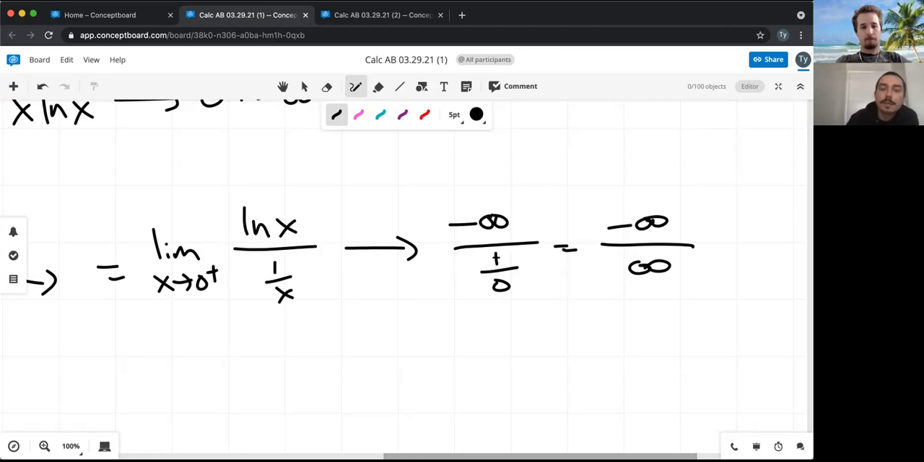Yeah, you can think about this like we have a constant on top, just 1, and it's not really 0 on bottom. It's a smaller and smaller and smaller number on bottom.